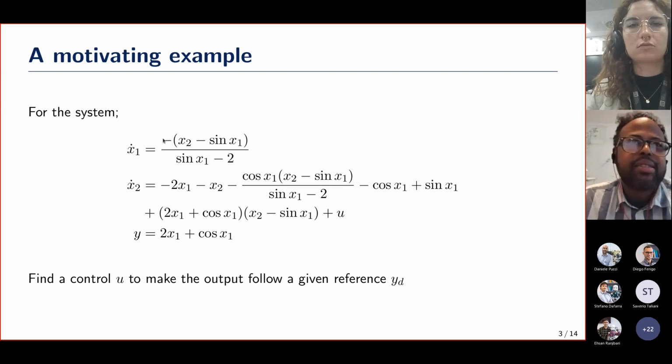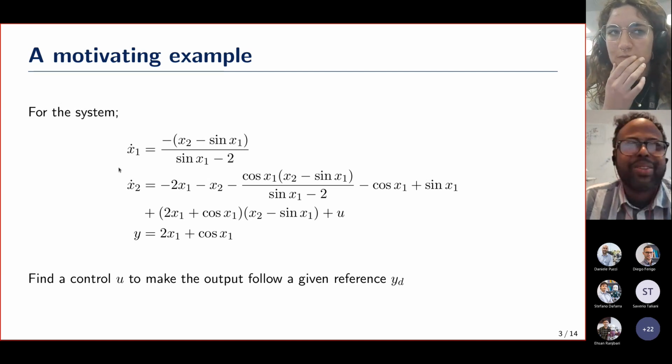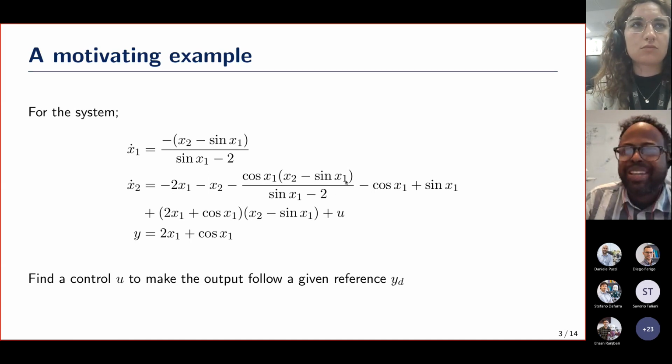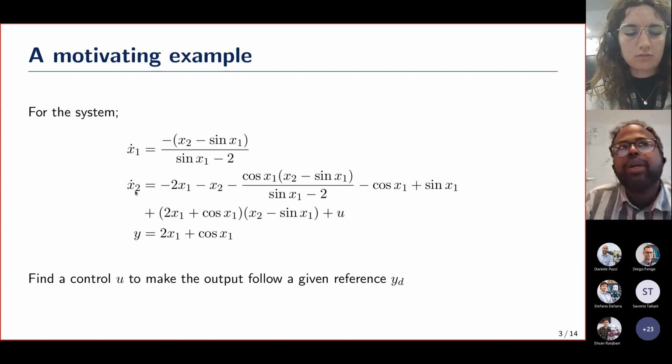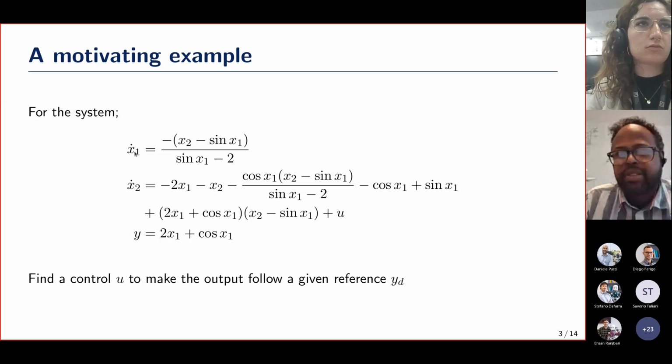So we have this system. It's a system thanks to Leonardo Torres, who is a professor in Brazil. This is a benchmarking system. They try to make it as nonlinear as possible by including all these trigonometric functions, etc. But it's a simple system. It's of dimension two in the state space. So we have two states, one control, and the output is a function of the first state. And the problem is to find the control u such that this output follows a desired reference.